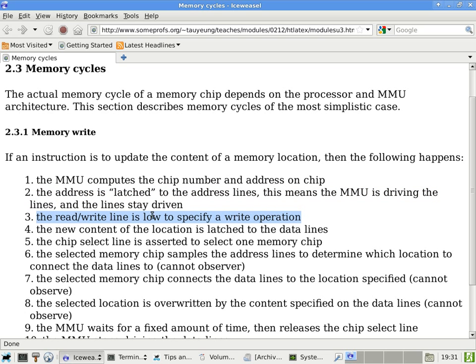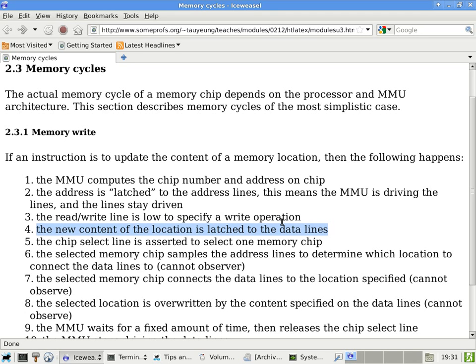In this case, I use a low on the read-write line to specify a write operation. This is somewhat arbitrary, but I think in industry there's a specific standard that most processors follow. So in this case, a low specifies a write operation. And since this is a write operation, the processor or the MMU is responsible to specify the content on the data lines. Are we doing okay so far?